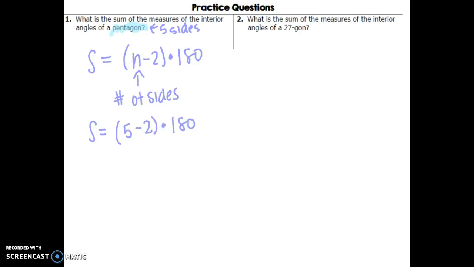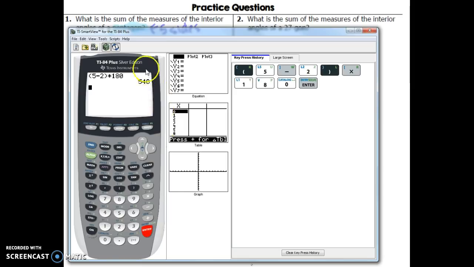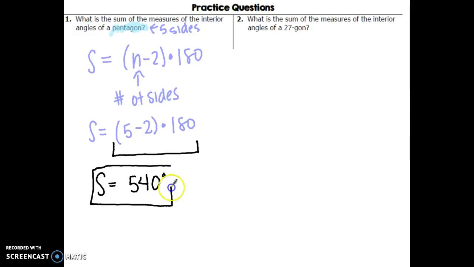You can put all of this into the calculator at the same time, but make sure it is in this order. So actually, let's pull that up and see what that looks like. So if we pull this up, we would say parentheses 5 minus 2, close parentheses, multiplied by 180, press enter, and that is our answer. So here we would say the sum of the interior angles of a pentagon does equal 540 degrees. And that's it, that's all we have to do.